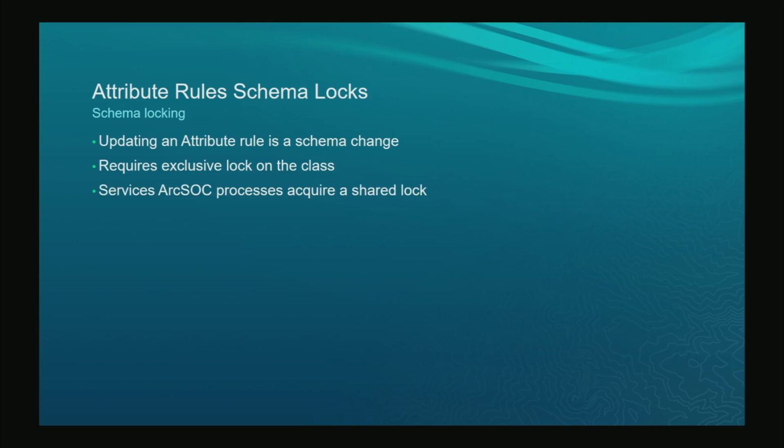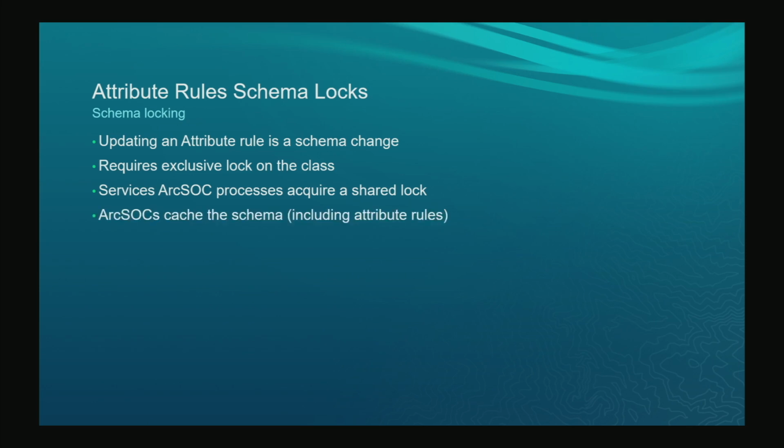For example, when we start services, we have a set of ArcSOC processes that start and by default acquire a shared lock on the classes that they actually opened. As a result, that's something you've seen. You try to edit your rule and it says, I cannot do that because I cannot acquire an exclusive schema lock. And the reason is that there is a service using it.